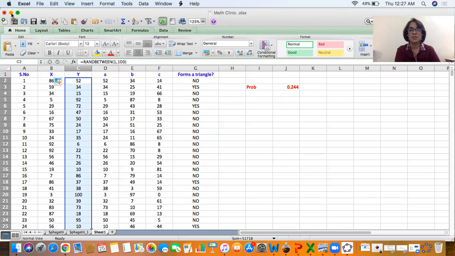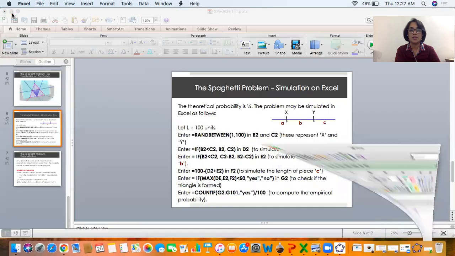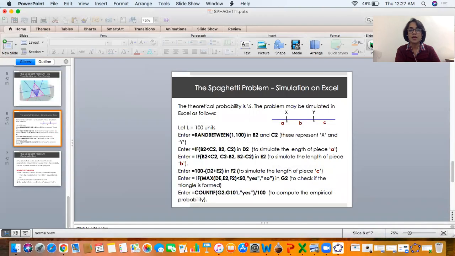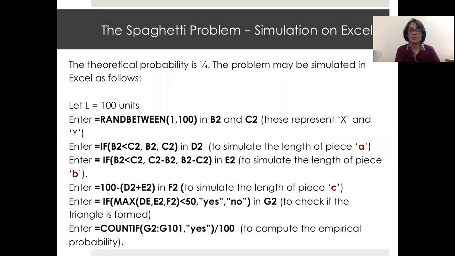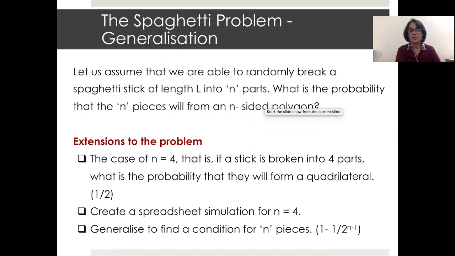So this is a very interesting problem, and simple conditional statements allow us to simulate it on Excel. And now coming back to the problem, there are some interesting extensions. One interesting thing is to take the case of n equal to 4. That is, if a stick is broken into 4 parts instead of 3, then what is the probability that they will form a quadrilateral? In fact, the probability happens to be half.